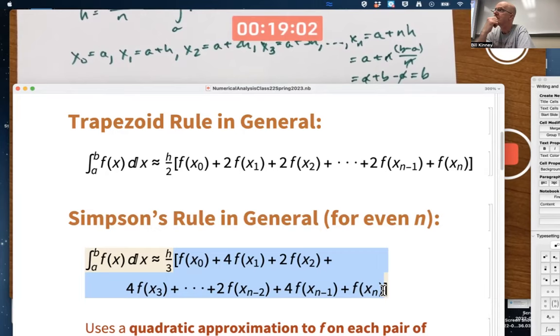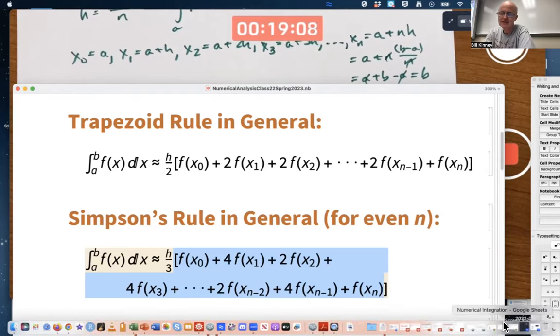Okay. So are you writing those down? You want to remember those now? We're about to use a spreadsheet.